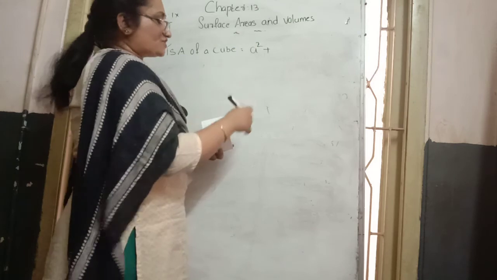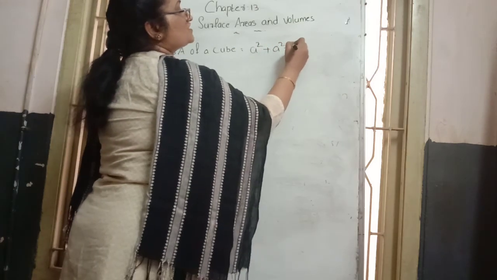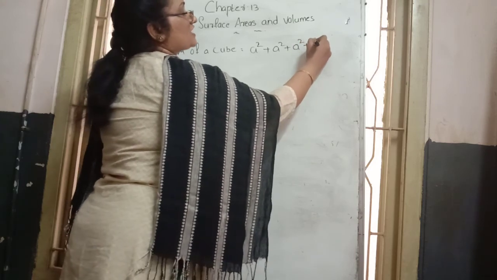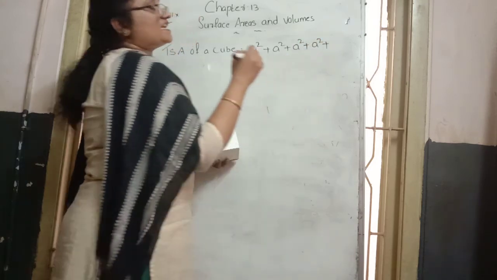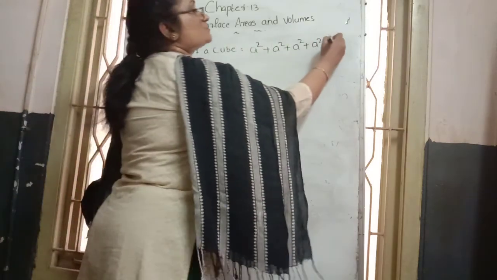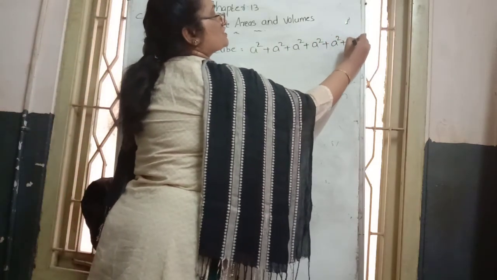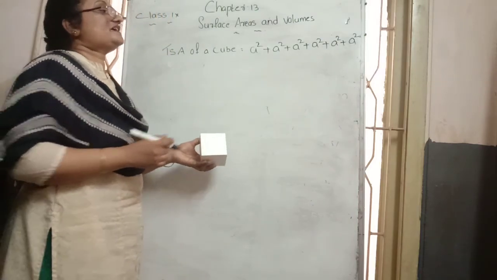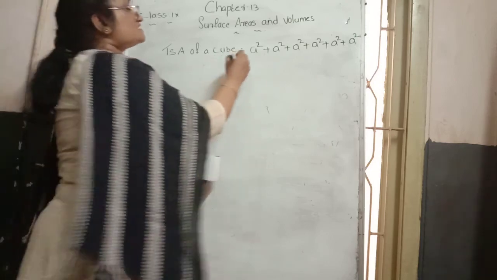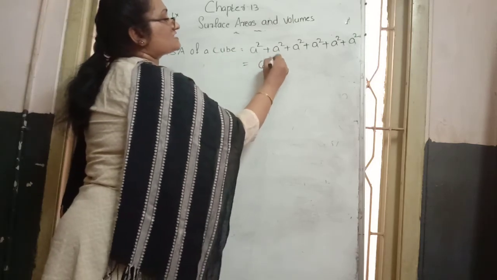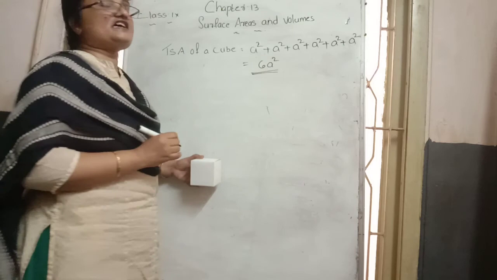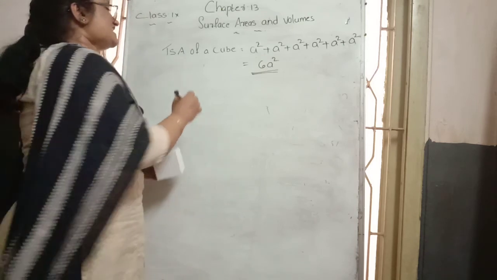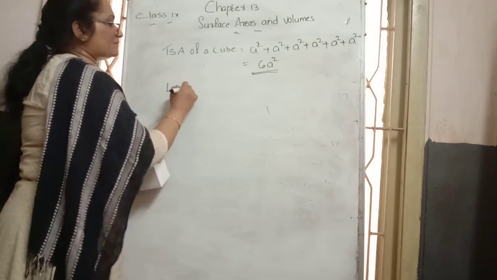Then the second face is also a square, a squared. The third face is also square shape, so a squared. The fourth face is also square, so its area is a squared. The fifth face is also square shape, so a squared. The sixth face is also a square shape, so we take it as a squared. Like this, 6 times. How many times is a squared repeated? 6 times. So we can conclude that the total surface area of a cube is equal to 6a squared.